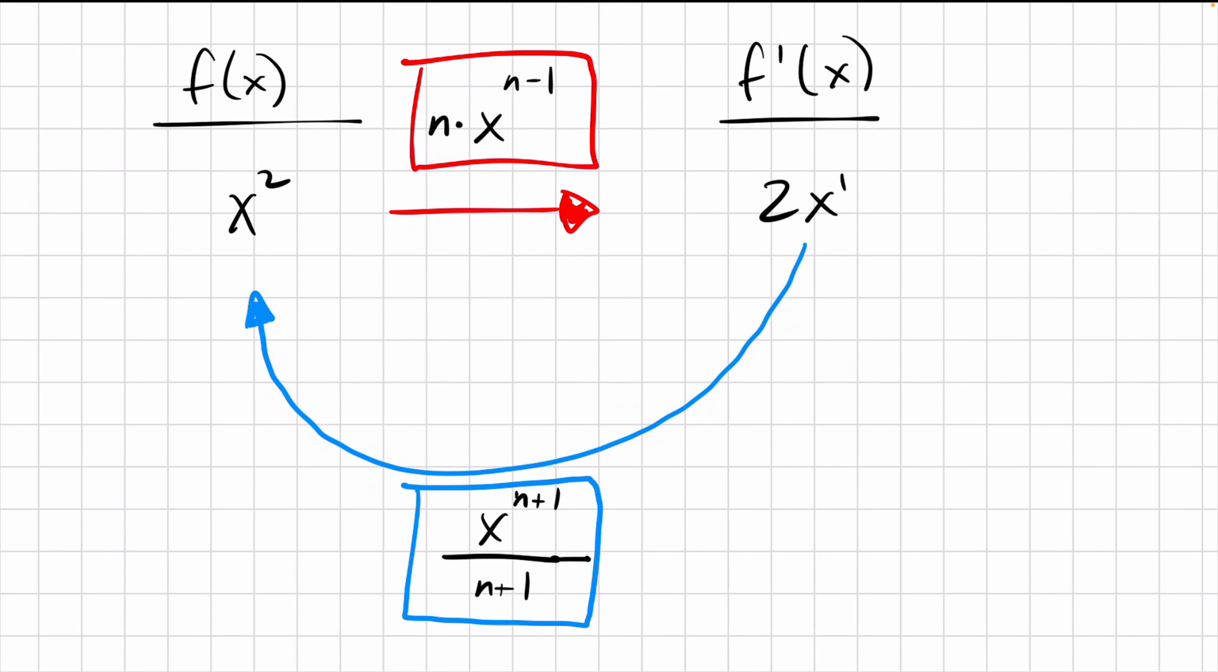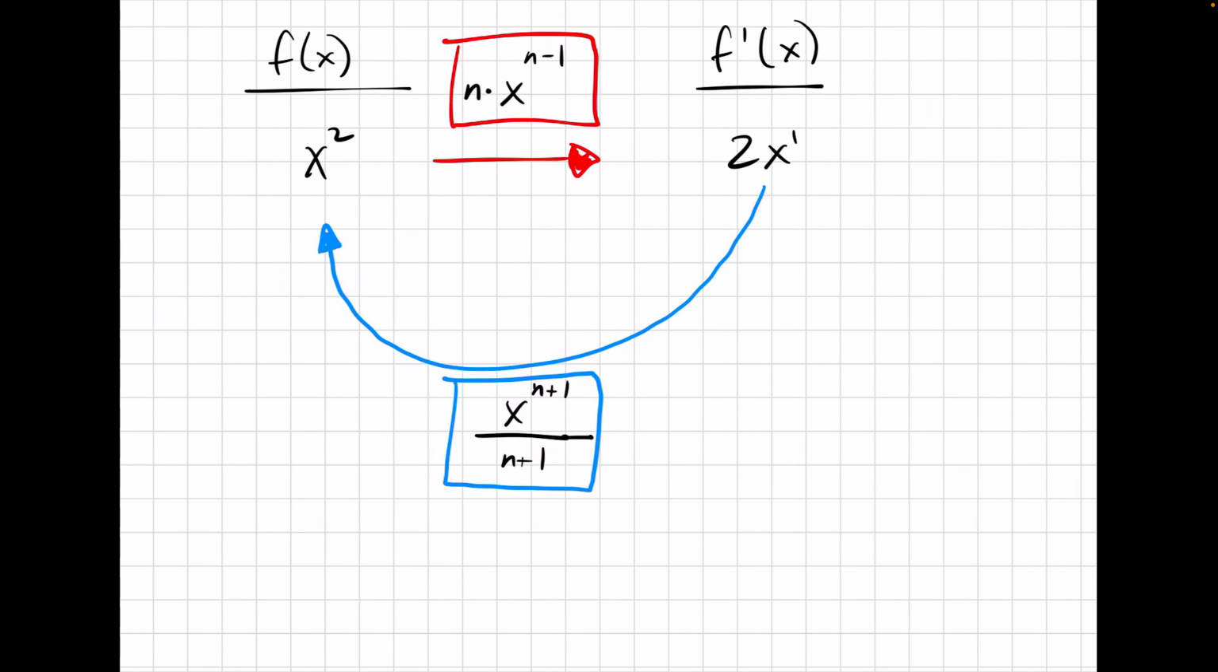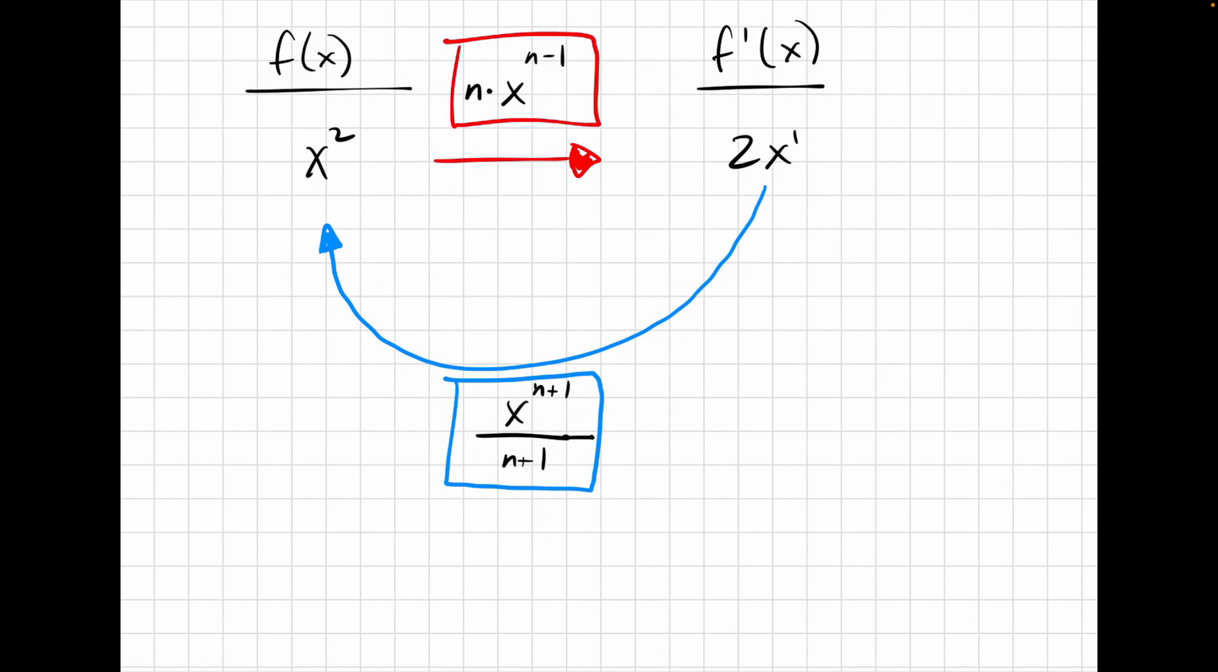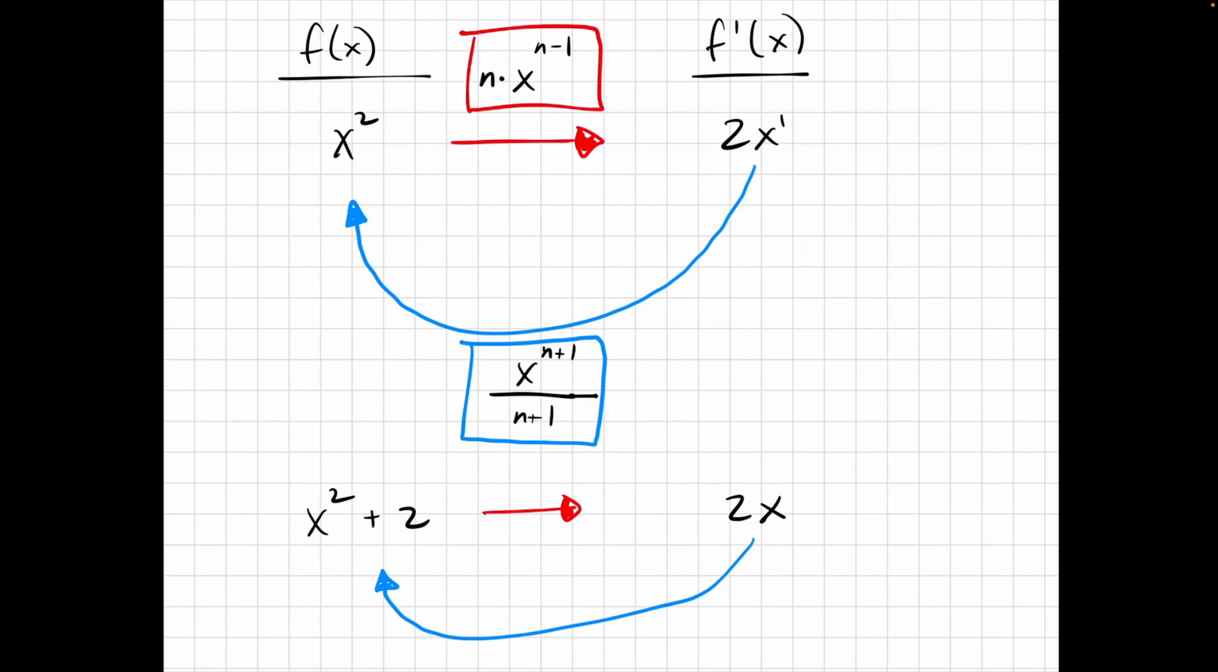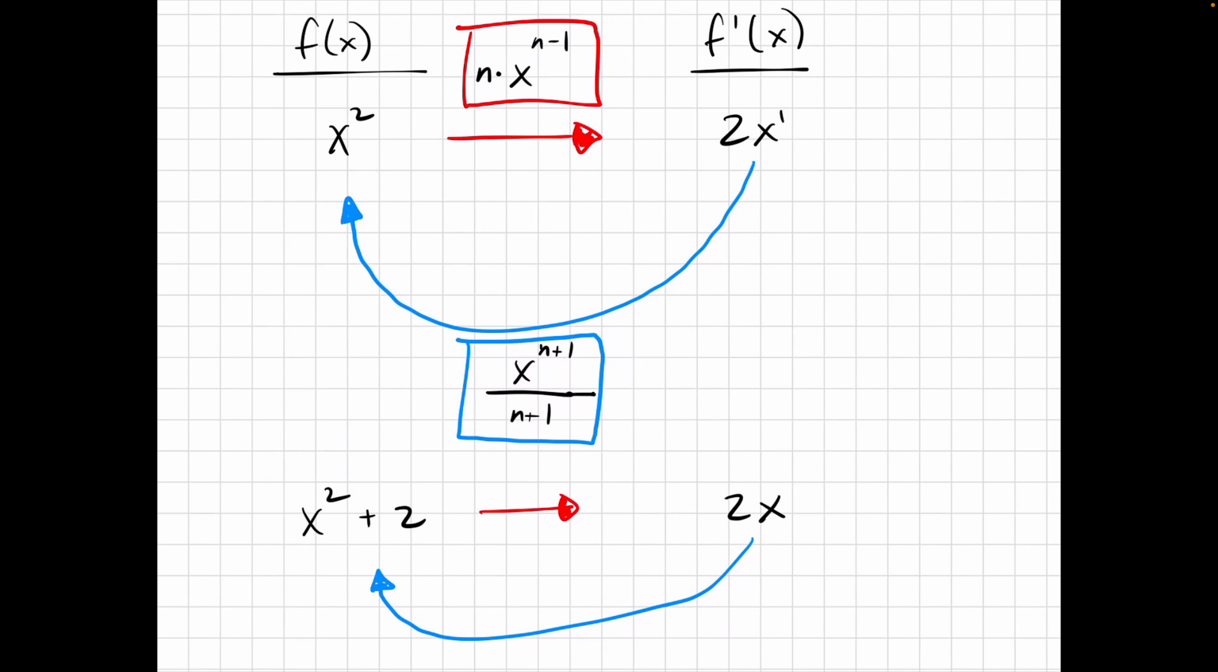Okay, so let me give you another one. What if I have, let's say x squared again, but x squared plus 2. We know the derivative would be 2x, right? So I know how to do the red. But using our rule, would it give me that? No, right? Which part would be lacking?